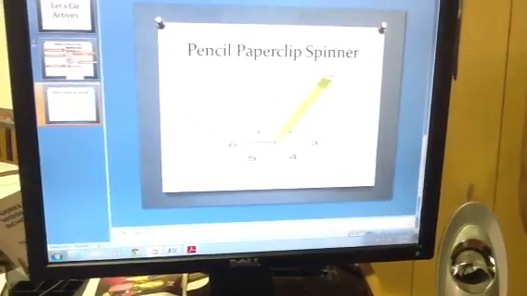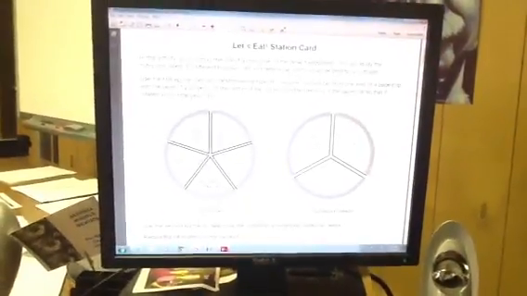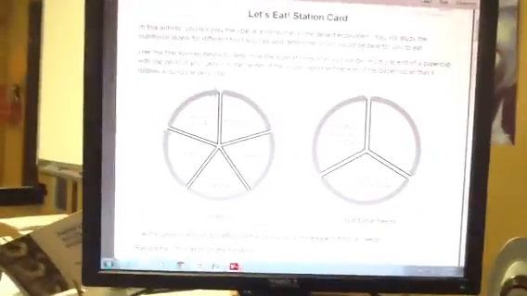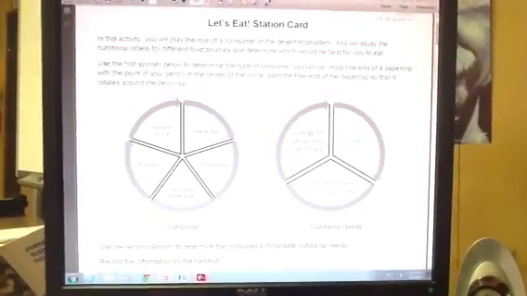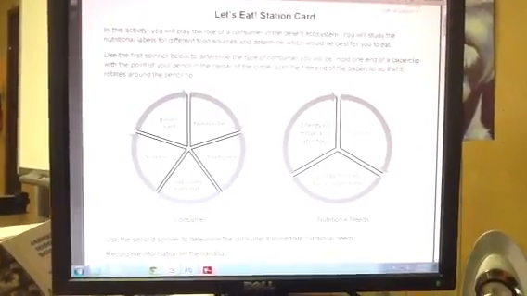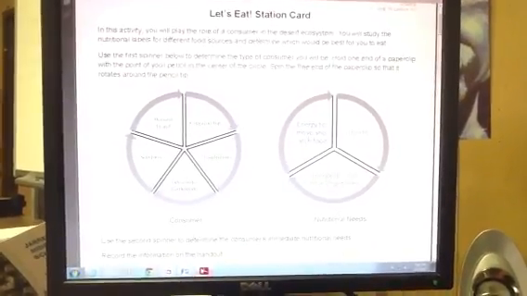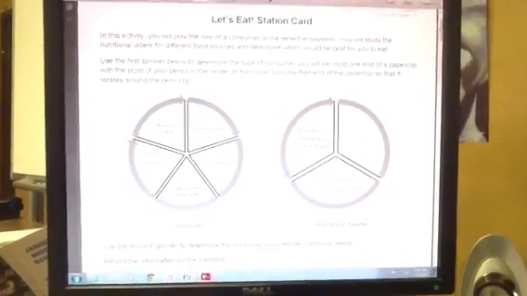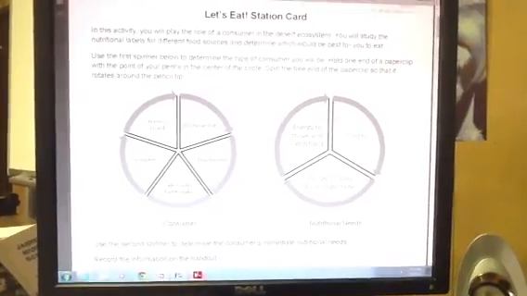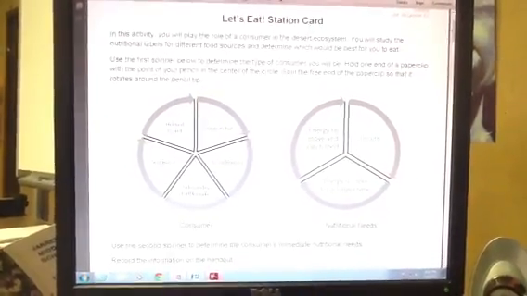Okay, and looking at the lab procedure, a couple of things to note. One, in this activity, you'll play the role of a consumer in a desert ecosystem. You'll study the nutritional labels for different food sources and determine which would be best for you to eat as that consumer. And you'll have some listed at your different stations.